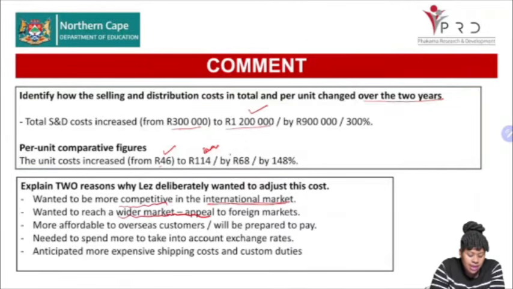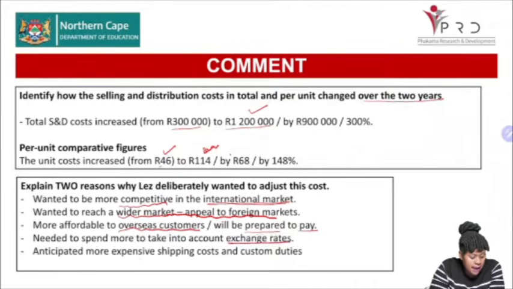So what is selling and distribution cost? Sometimes it's talking about advertising. Sometimes it's talking about how you're distributing your goods. Then for more affordable prices overseas, to customers, customers will be prepared to pay, and then you needed to spend more to take into account the exchange rates.